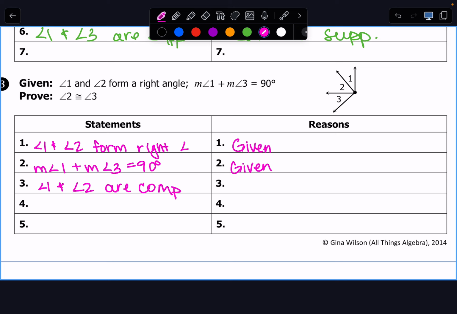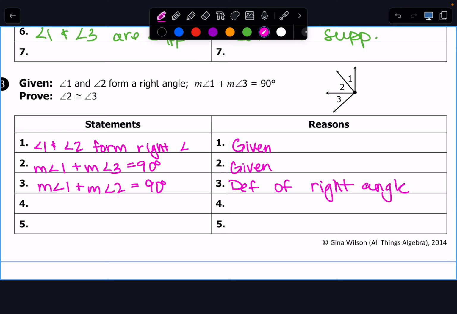You know what? I'm going to reverse. Based on if they form a right angle, what does that mean? It means that they add up to be 90 degrees. Okay, go and put it in the top drawer. Okay. And then we do what? We substitute angle 1 for angle 3.